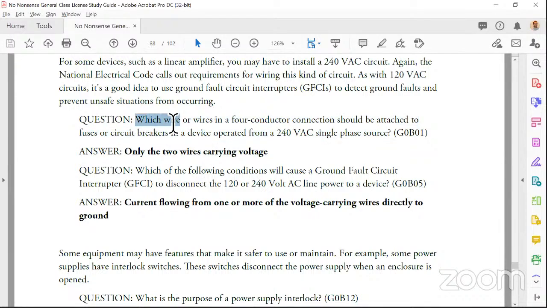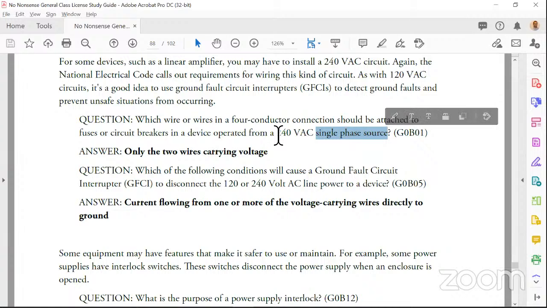So they're asking us about which wire or wires. So that's the form of the answer: which wire or wires. But in a 4-conductor connection. So therefore, we have 4 individual wires, 4 conductors. And we want to know which of these 4 should be attached to what? Fuses or circuit breakers. So last class, we showed a diagram to show that neutral and ground are never fused or connected to circuit breakers. They go direct. However, we showed that the other wires, the live wires that carry voltage, are the ones we put fuses on. And they're just telling us it's a 240 volt AC single phase source.